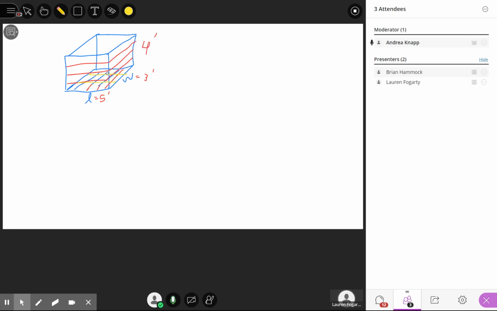So if you looked at how many squares that would take to fill the base part, it's 3 by 5. But then you've got 4 layers of this. So that's why to get the full volume, you're going to have to also take it times the height, times 4. So the volume of this three-dimensional solid would be length times width times height.